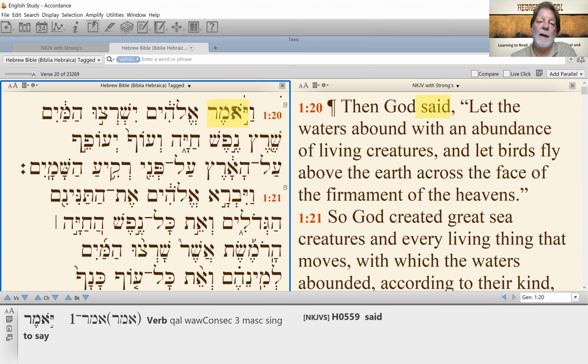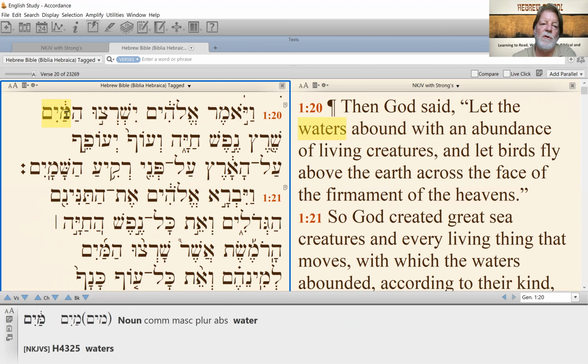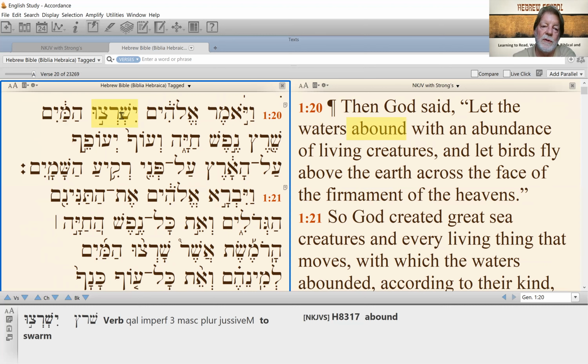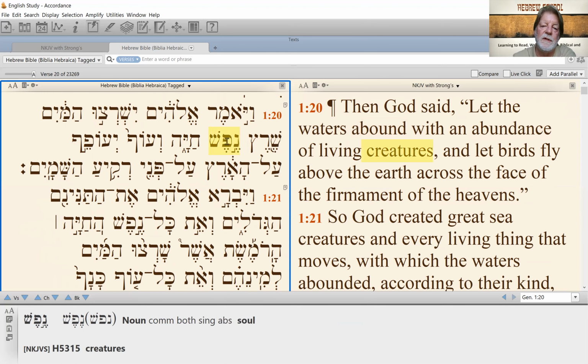Vayomer Elohim, and said Elohim, yishretzu. Yishretzu means to swarm or be populated in massive numbers. So God is going to cause a lot of creatures to come forth, swarms of creatures. The English word here is abound. It's translated with abound. Hamayim, the waters, so the oceans, the lakes, the rivers are to abound. Yishretzu, to swarm. Sheretz, swarming things. Nefesh. Nefesh is a creature. It's literally the Hebrew word for soul. So these are living creatures.